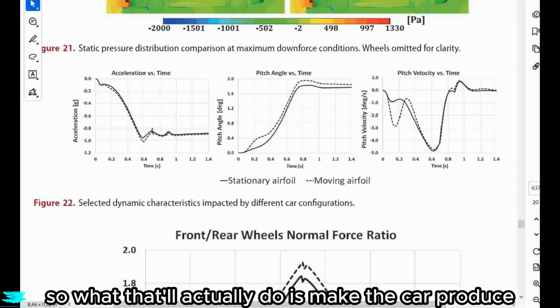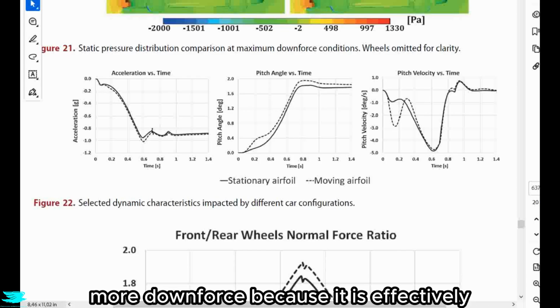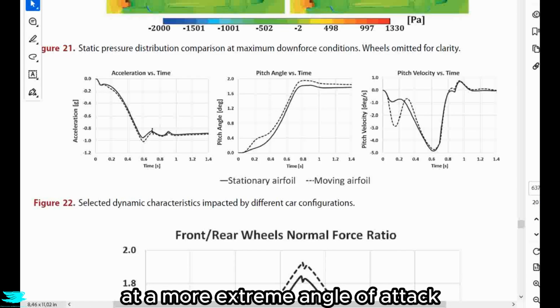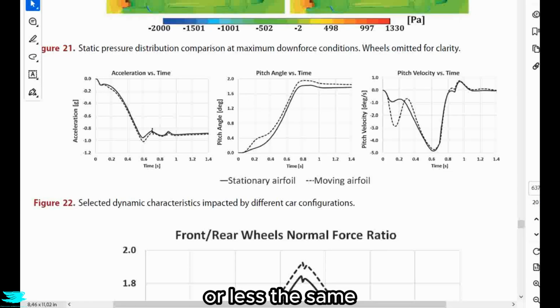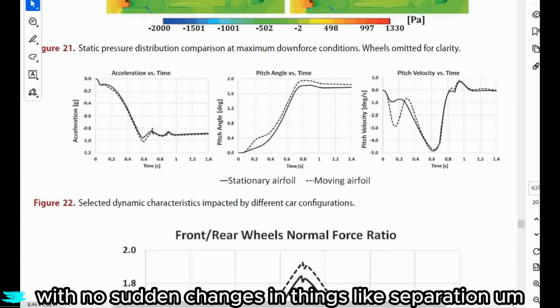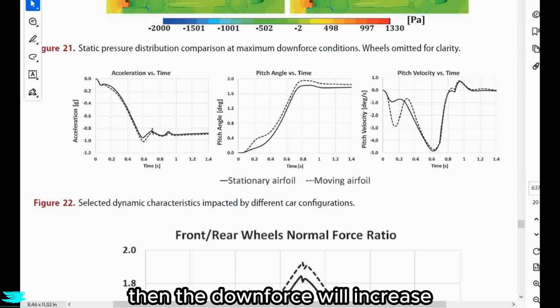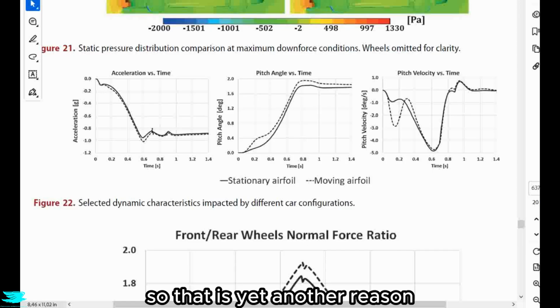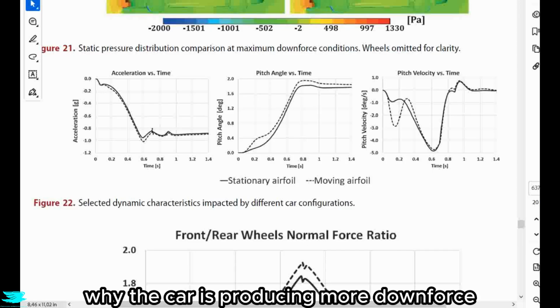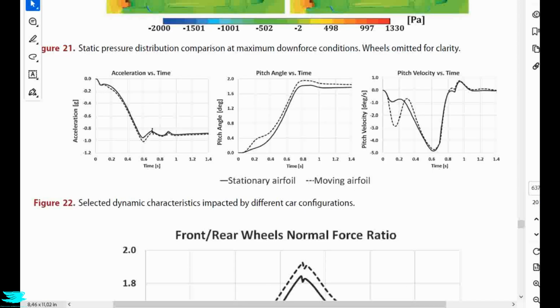What that will actually do is make the car produce more downforce because it is effectively at a more extreme angle of attack. And as long as the flow behaves more or less the same, with no sudden changes in things like separation, then the downforce will increase because the car is pitched down more. So that is yet another reason why the car is producing more downforce when the wing is deployed.